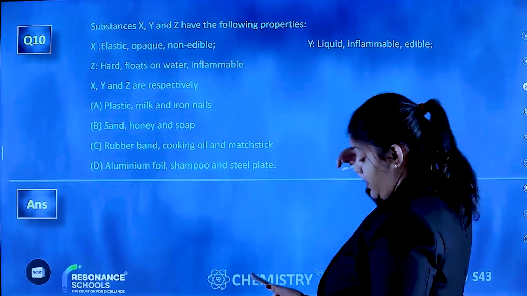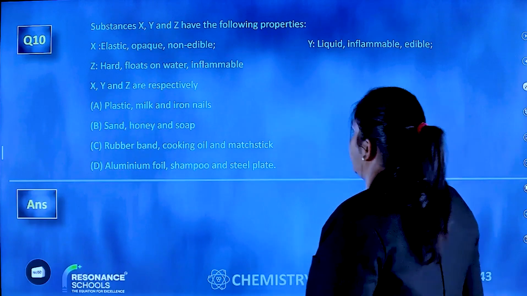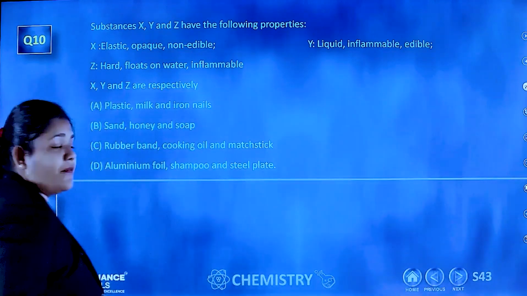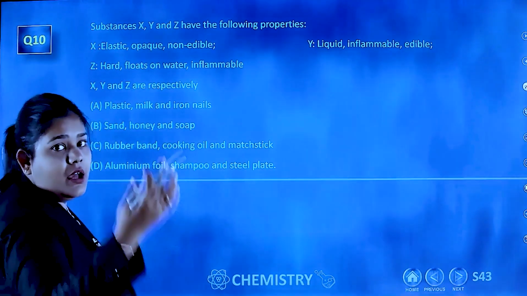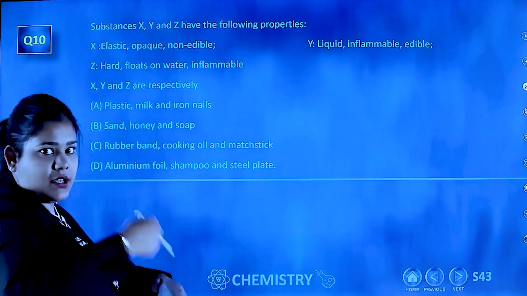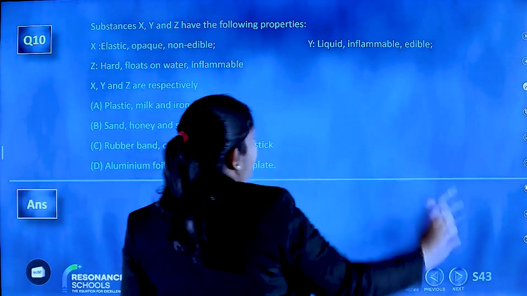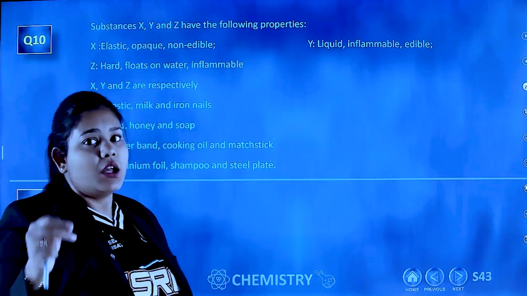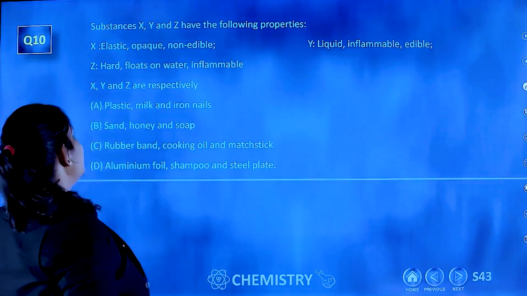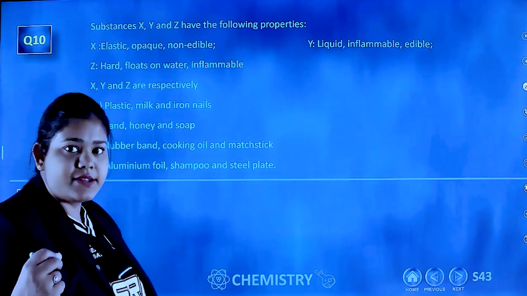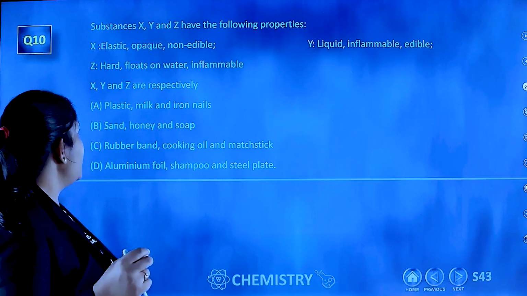Okay, coming to the next question. A statement: X, Y, Z have the following properties. What are the properties of X? Elastic, opaque, non-edible. I cannot eat it, I cannot see through it, and it is elastic. Elastic means it can stretch. Y is liquid in form, inflammable and edible. Inflammable means you can put fire on it. Edible means you can eat it, and it is in liquid form. Z is hard, floats on water and is flammable. Hard, inflammable, and floats on water.